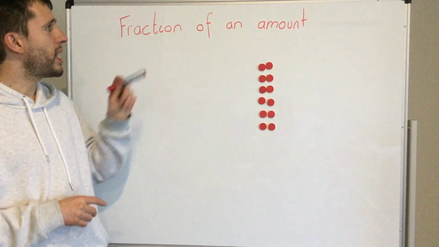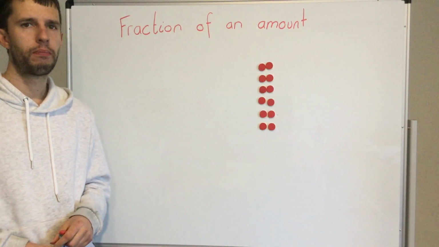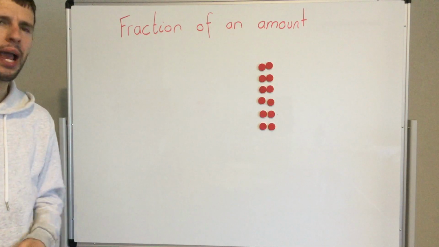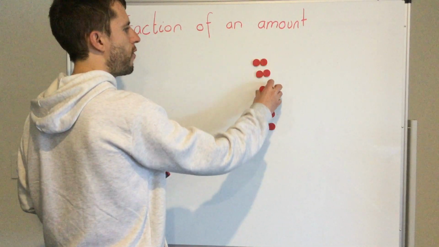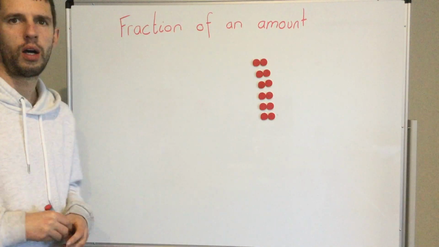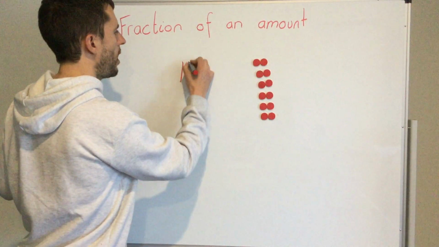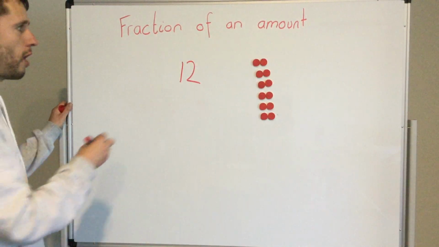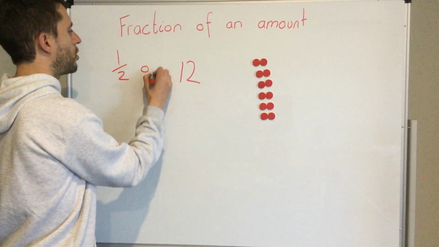Our focus is we are going to be learning about fractions of an amount. So over here I've got some magnets, but we are just going to call them lollies. I've got 2, 4, 6, 8, 10, 12. So I've got 12. Now when we're thinking about fraction of an amount, I could say half of 12.